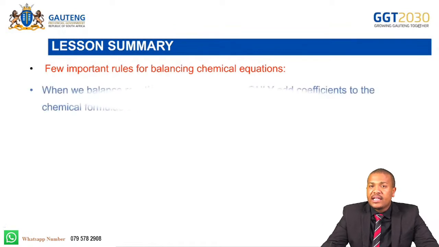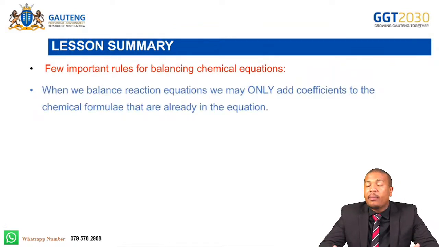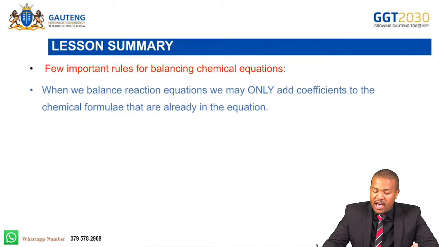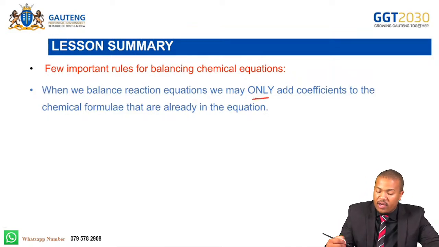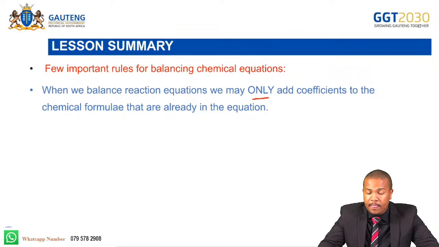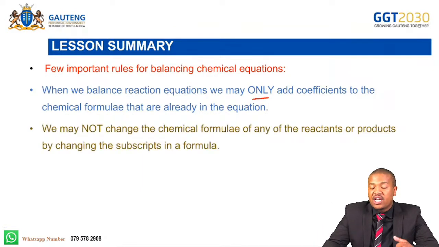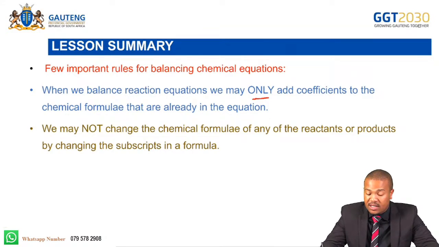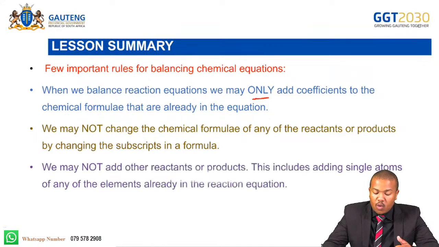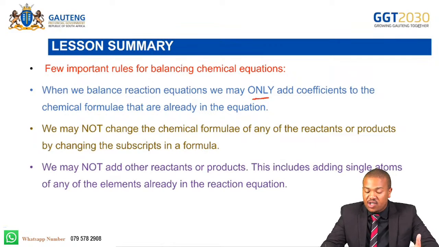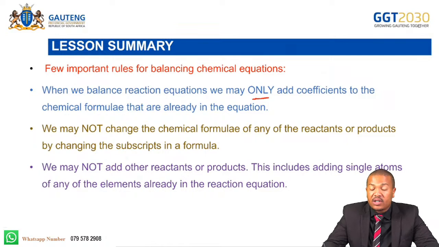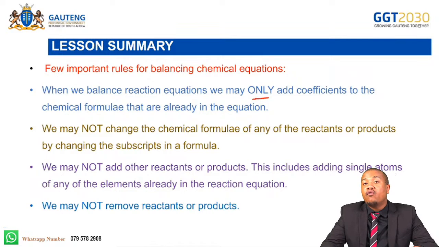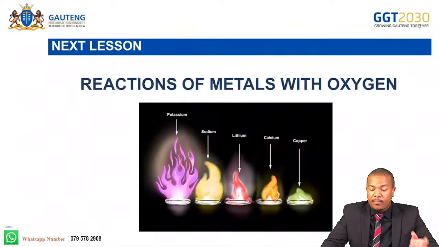And we said that there are a few rules that you can follow when balancing chemical equations, such as we may only add coefficients to the chemical formula, and we may not change the chemical formula of the reactants or the products by changing the subscripts, right? And also we may not add other reactants or products, and that includes adding single atoms of the element already in the reaction. Also, we may not remove any reactant or products.